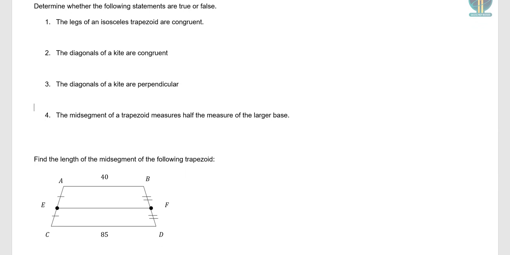Okay, we need to determine whether the following statements are true or false. The legs of an isosceles trapezoid are congruent. And this is actually true for it to be considered an isosceles trapezoid. The second statement, the diagonals of a kite are congruent. This is actually false.